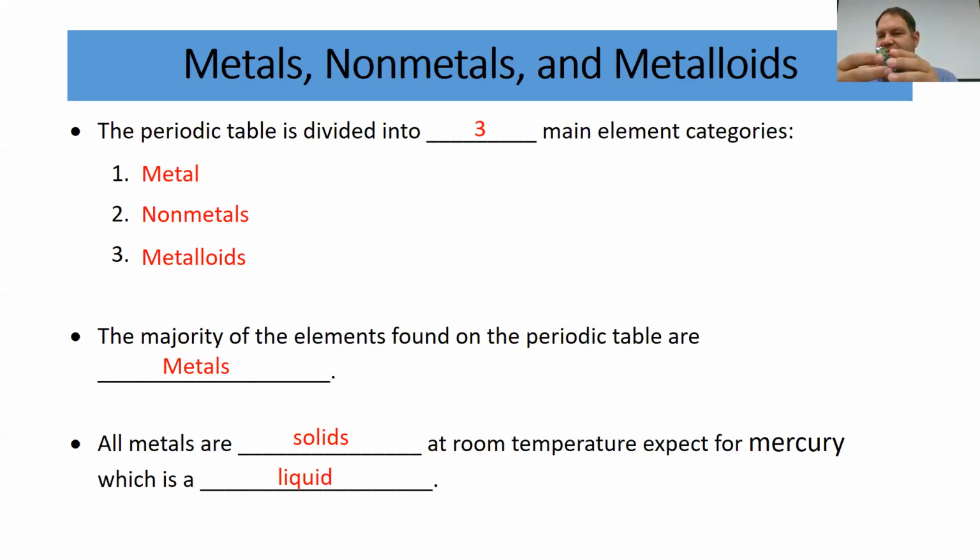Bismuth, I've showed you this before. Bismuth, which is a metal, is also solid at room temperature. Really cool element. And then europium, I also showed you europium earlier too. And this of course is a metal, a rare earth metal, and it is also solid at room temperature.